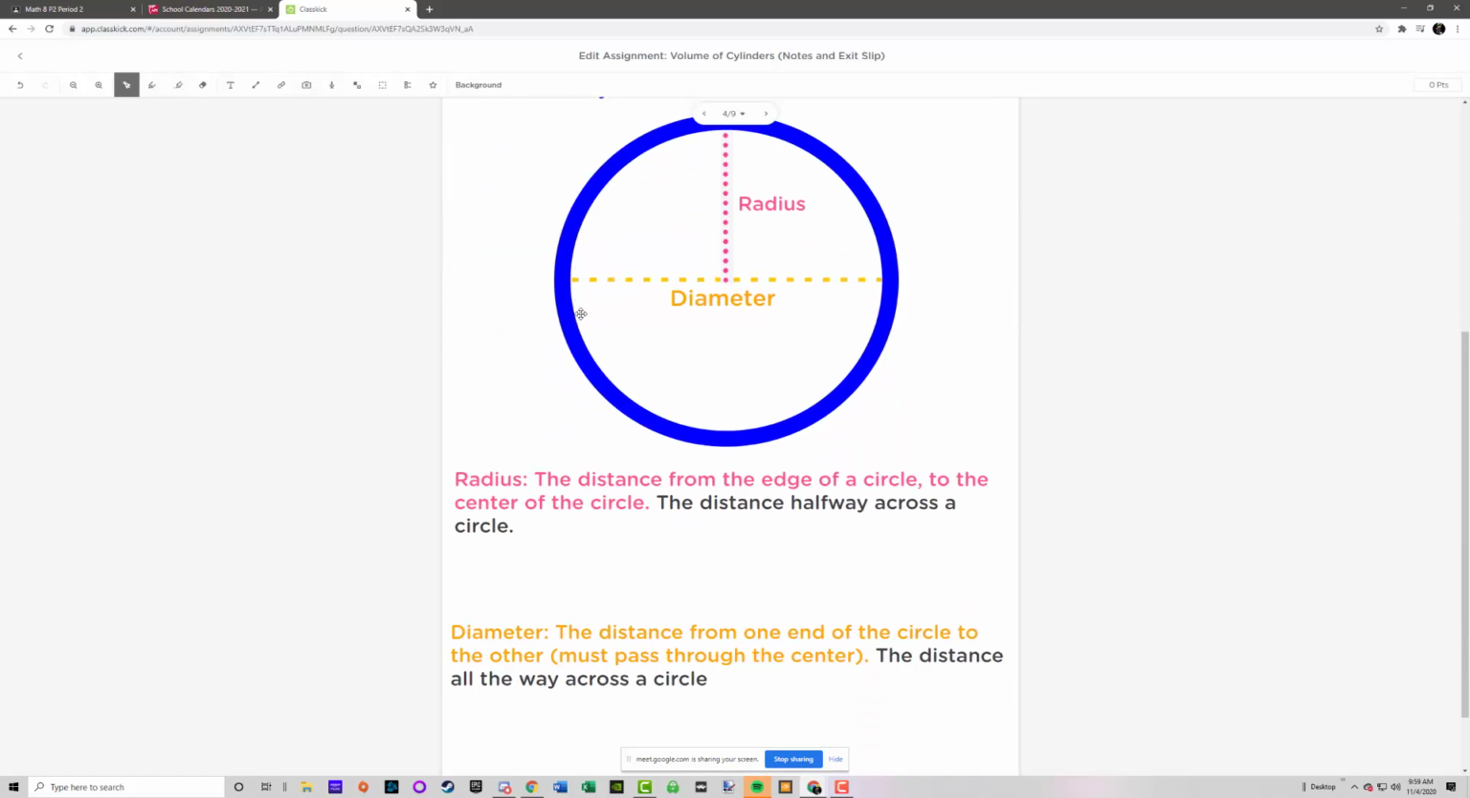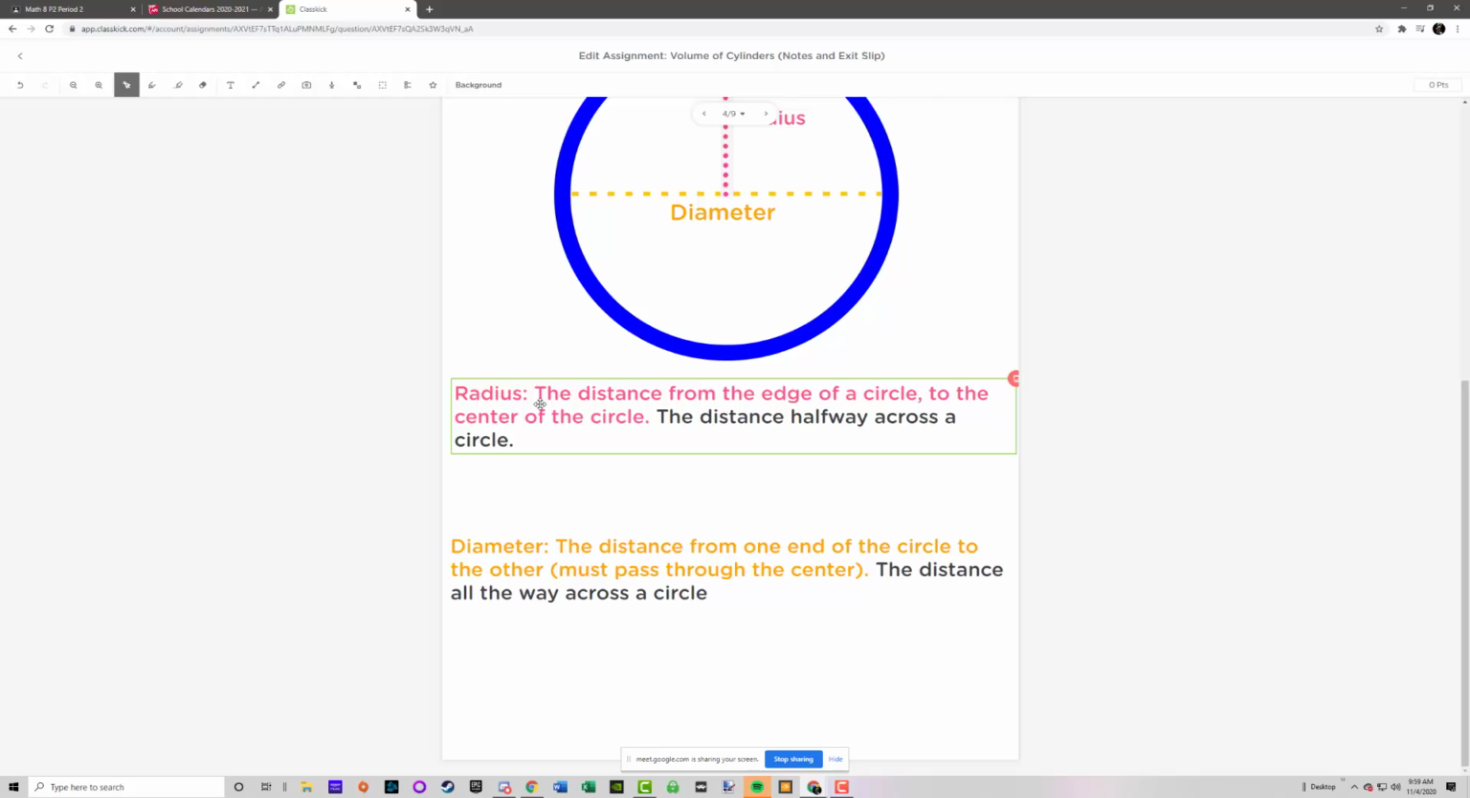Now down here in pink, I have the definition of radius the way it would be written in a textbook. And then in black, I have the student-friendly definition. If I were teaching this to a 7th grader, I would teach them both, but I would focus primarily on this one that I just highlighted because it's more student-friendly.